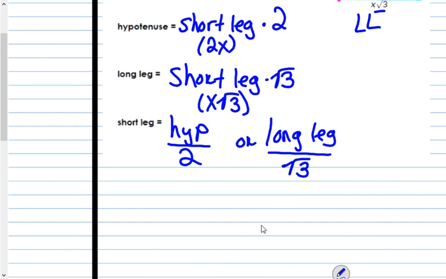If I have the short leg, I can multiply it by the square root of 3 to find the long leg. Or if I need the short leg, I take the long leg and divide it by the square root of 3. And the short leg is often just referred to as x. It's that building block. So I need x to find the long leg, x square root of 3. And I need x to find the hypotenuse, 2x.